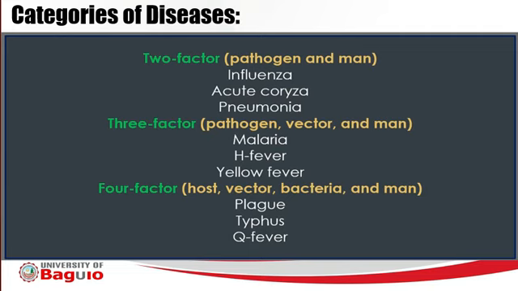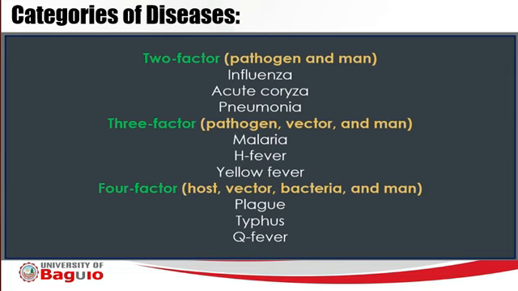And we also have the 3-factor category of disease. So it includes now the pathogen, the vector or virus, and the man. So we have there malaria, H fever, yellow fever. And H fever, that is not high fever, that is actually a hemorrhagic fever. Okay? And then yellow fever, because of the effect of the fever, it turns out that our skin is getting yellowish. And even our eyes are getting yellowish. Yung white part is getting yellow color. That is why they call it yellow fever. And we also have malaria. And H fever, sometimes they compare this one with dengue fever. Okay? And these are some examples of the 3-factor category of disease.